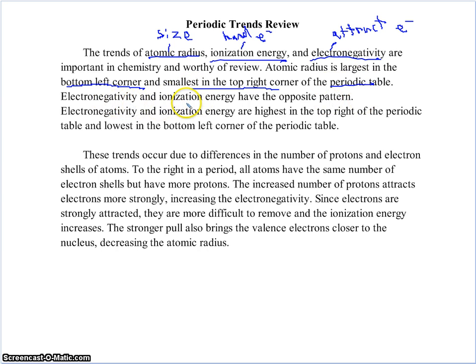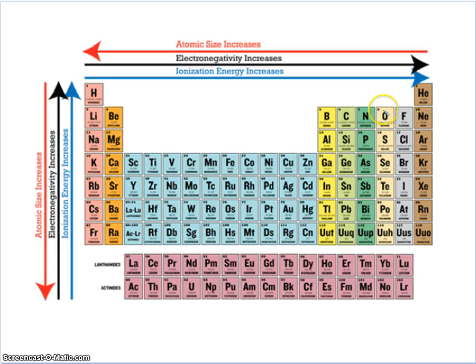Atomic radius is largest in the bottom left corner and smallest in the top right corner of the periodic table. Electronegativity and ionization energy have the opposite pattern. They are the highest in the top right and lowest in the bottom left. If you look at the diagram on your page, atomic radius in red is big here and small here. So this diagonal goes from small to big.